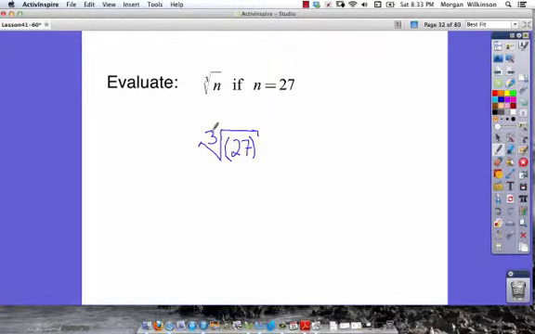And we need to figure out what number times itself 3 times is equal to 27. What do you think? Hopefully you said 3, because 3 times 3 times 3 is equal to 27. So our answer, the third root of 27, is equal to 3. And we're all done. We've got the answer to that problem. We've evaluated this expression given that n is equal to 27.